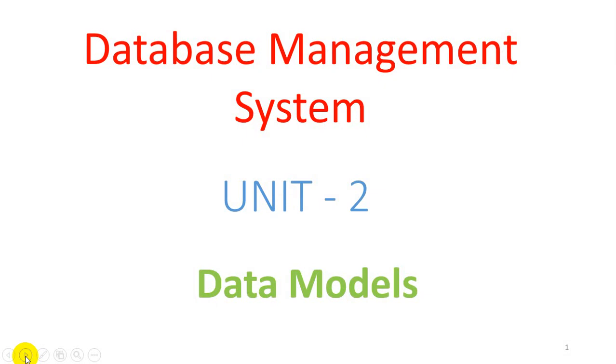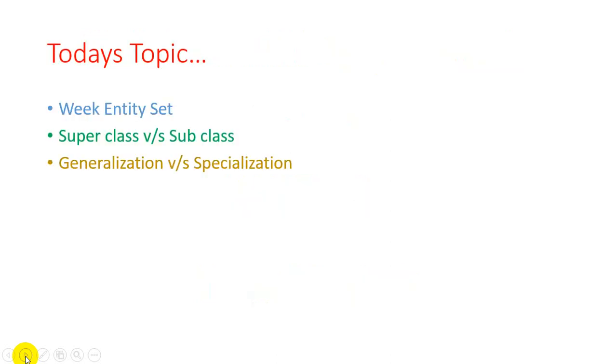In the data management system subject, we discussed the basic fundamentals in unit number 1, and we are studying some basic fundamentals of unit number 2, the entity relationship model. Today's topic is weak entity sets, superclass and subclass, and generalization and specialization, with the help of diagrams as well as examples. Let us start today's lecture with weak entity sets.